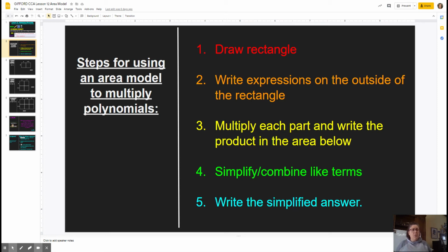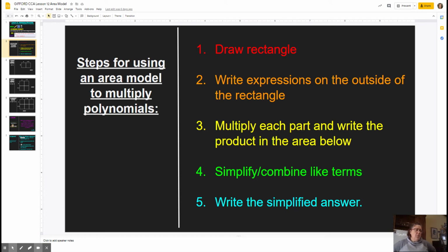So step number 1, we're going to draw a rectangle. It's not going to be fancy. It doesn't have to be super huge. It just has to be big enough for you to write algebraic expressions on the inside. Then step 2, you're going to write expressions on the outside of the rectangle, and that's going to be the same as what we did with the algebra tiles, where we wrote the expression on the top and then also over here on the outside.